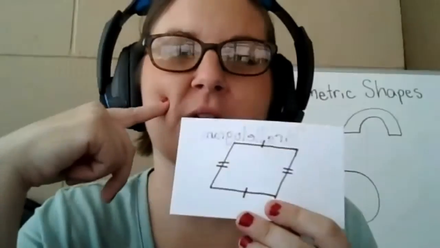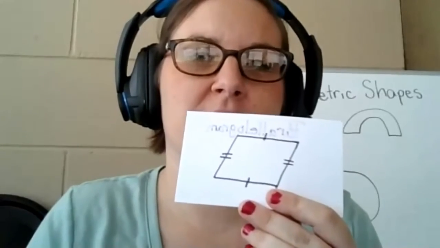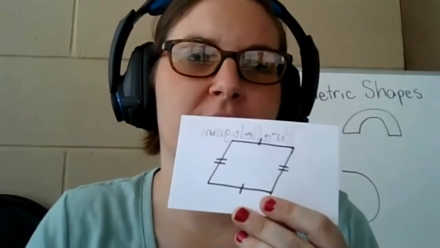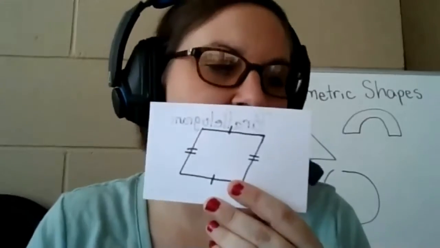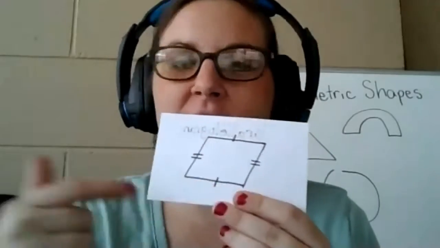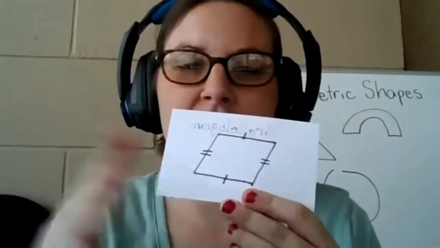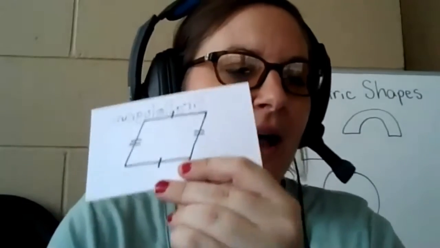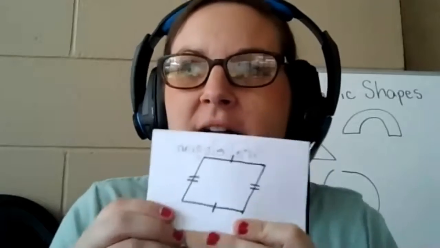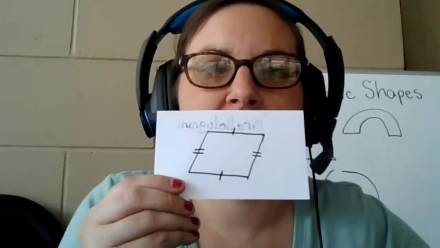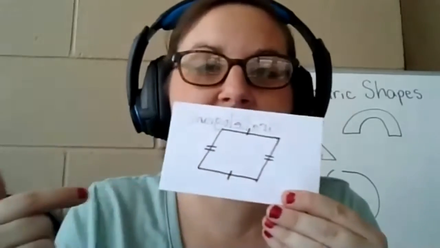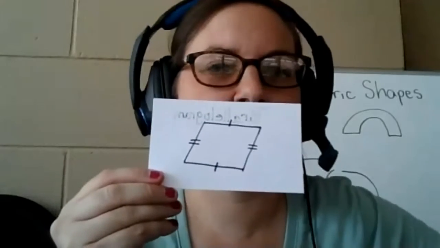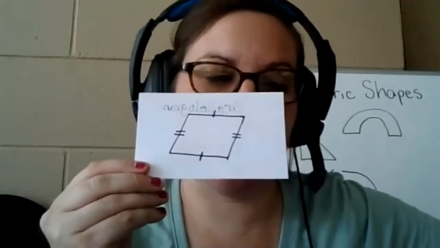Is this a simple closed curve? Is it? Shake your head. Yes. It is because it's closed. Doesn't cross over. Simple closed curve. Is it a polygon? Is it made of line segments? Yes. It's not round, is it? Is this a round shape? No. So it's a polygon.